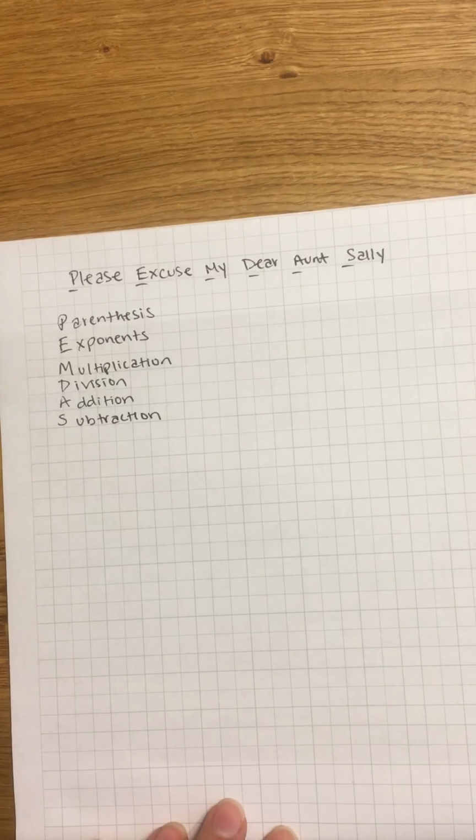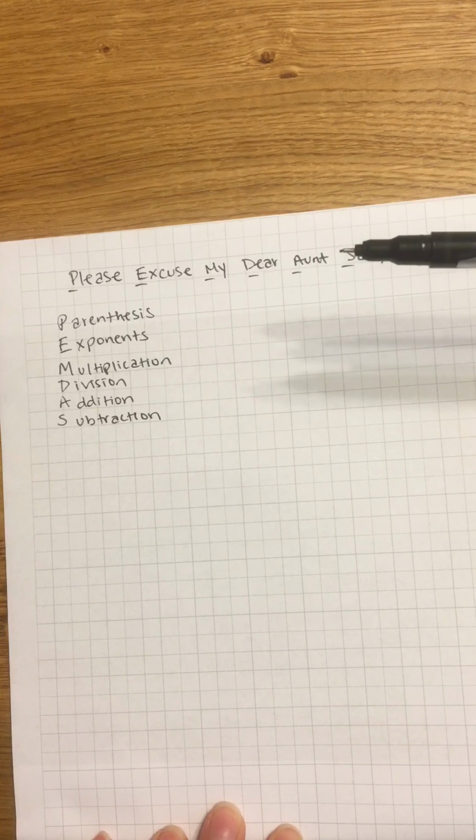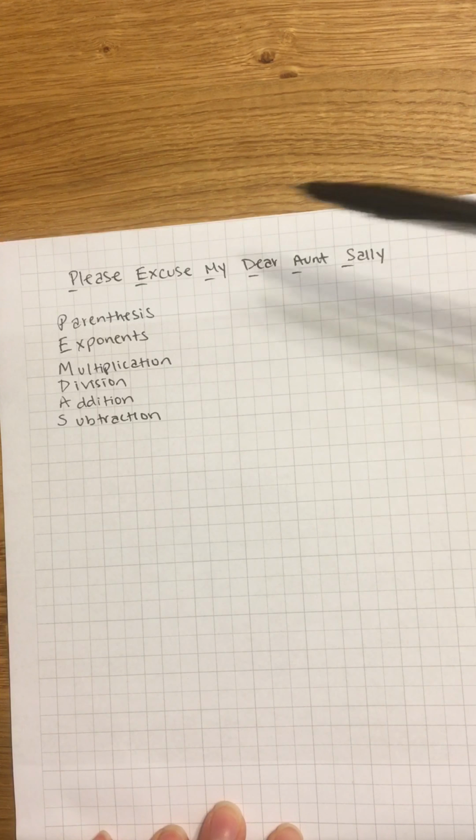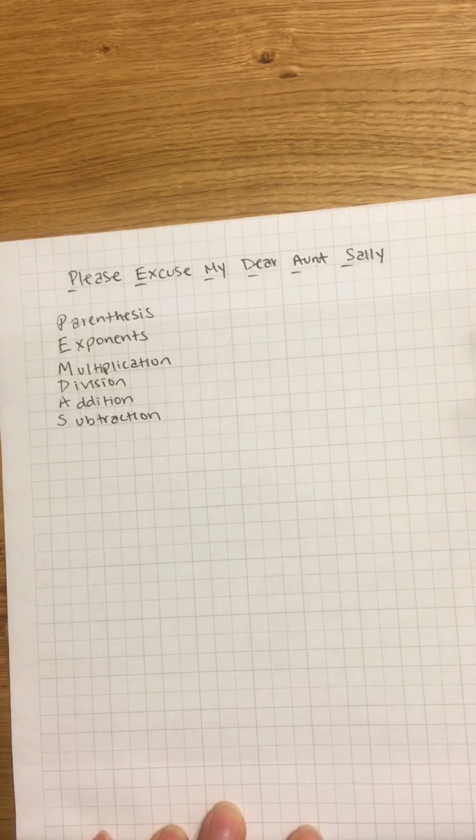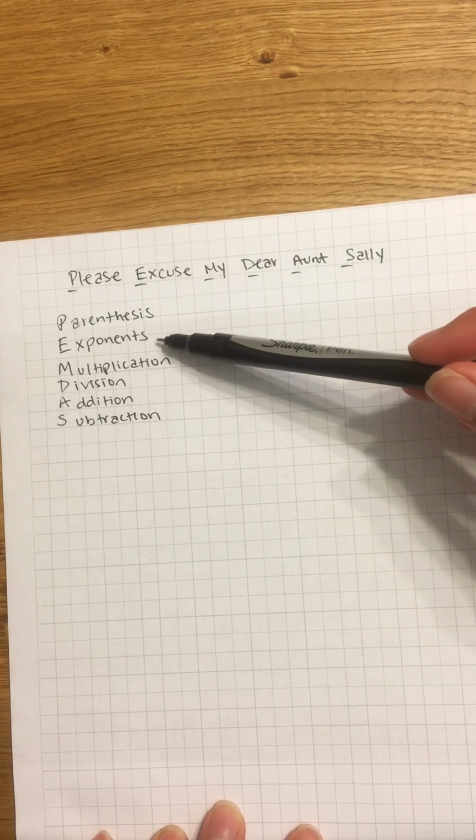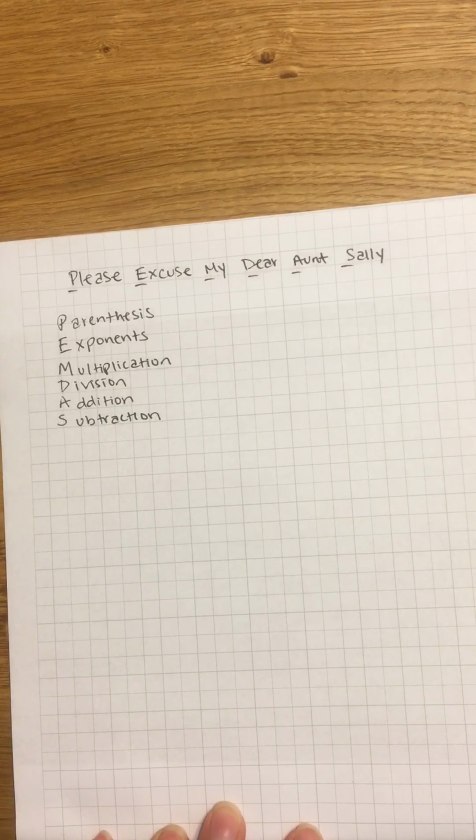So this means that whenever you see an equation, the first thing that you're going to look for is parentheses. If there are any parentheses in the equation, you'll want to solve what's inside those parentheses first. Next, you look for any exponents. If there are any exponents in the equation, you solve those.